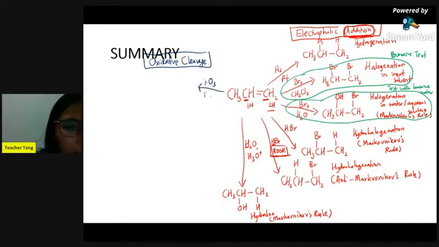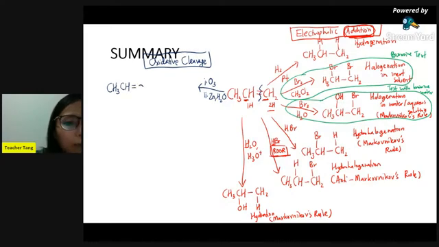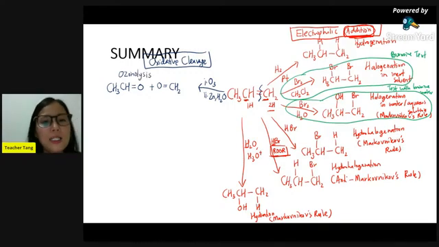So what happens when using ozone to do oxidative cleavage? We basically break the carbon-carbon double bond, and then we oxidize it. So we get two products. This is ozonolysis because we use ozone to do the oxidative cleavage.